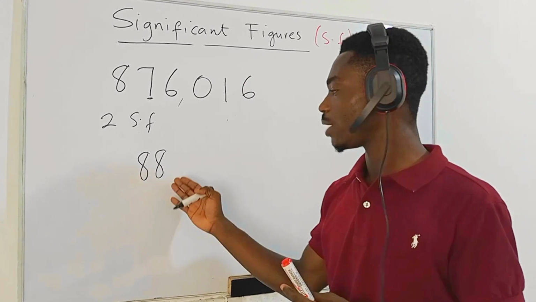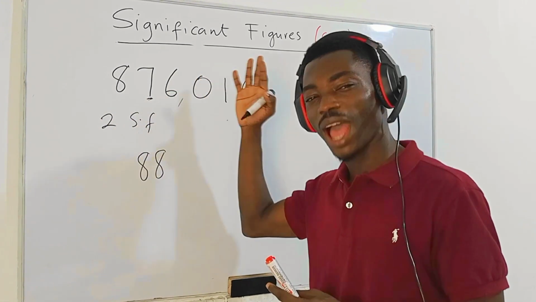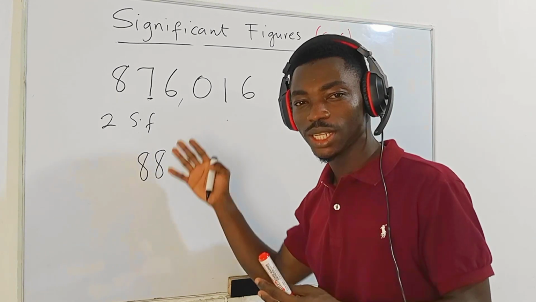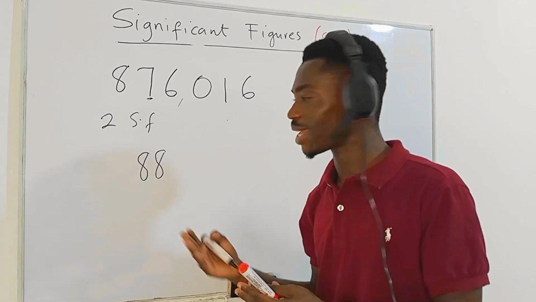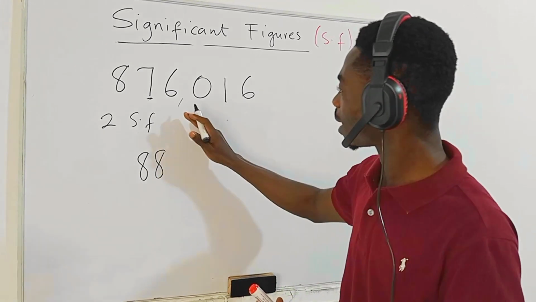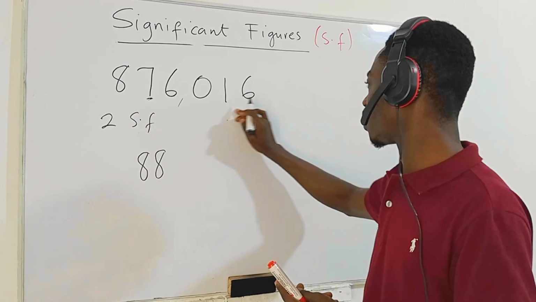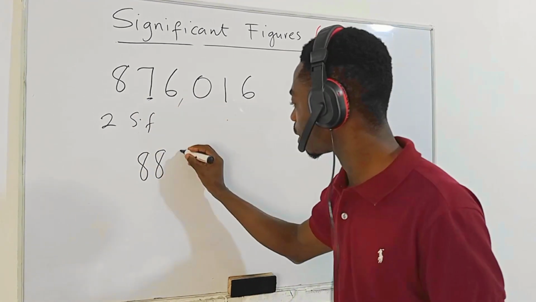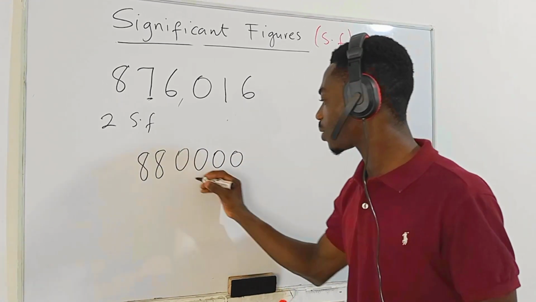But are we going to leave it like this? Remember, this number is somewhere around 800,000. So if you leave it like this, which is 88, then you have obviously reduced the number from hundreds of thousands to a very small value, and that makes it wrong. So after changing this digit, you have to leave all the remaining digits as zeros. So we have 1, 2, 3, 4. I'll just put those zeros there, and you realize that we are still around 800,000.